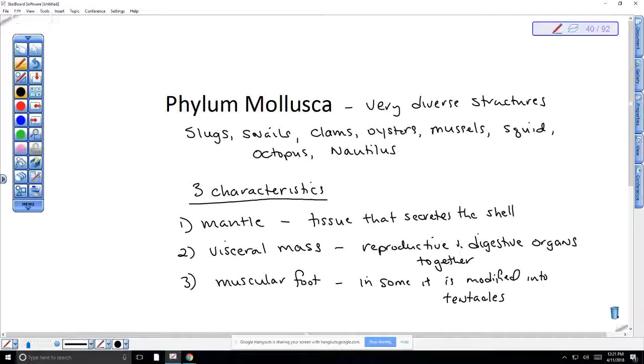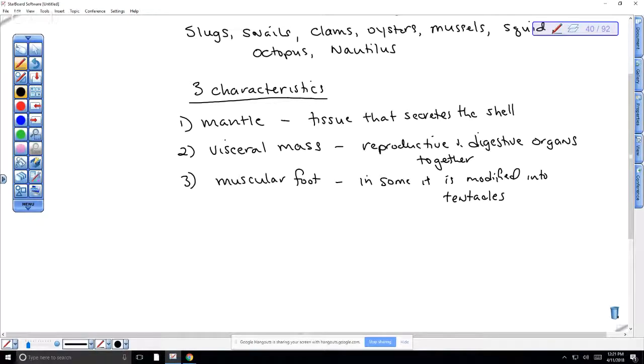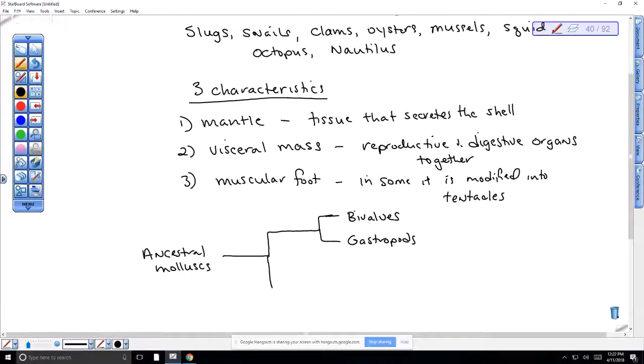So those tend to be the three characteristics that all mollusks share, and that's why we group them together into one classification. We could also then subsequently look at their DNA, for example, and determine how they are related to one another. So we have an ancestral mollusk, and I'll show you in a minute what we think those look like. And this ancestral mollusk gave rise to a group called the bivalves and a group called the gastropods. And then we have another group called the cephalopods.